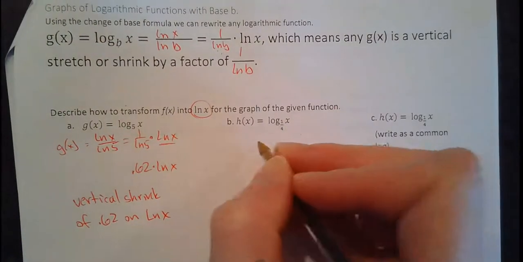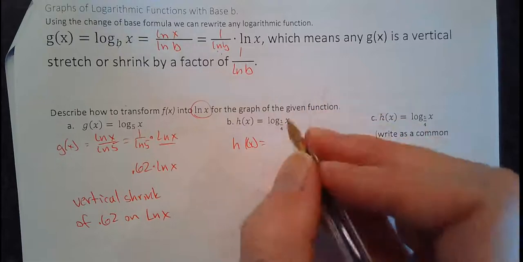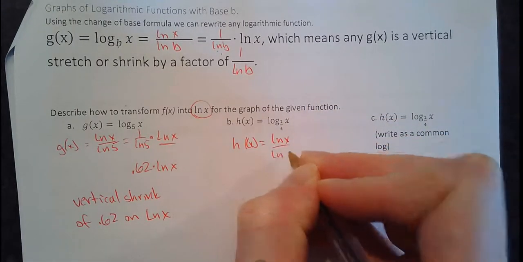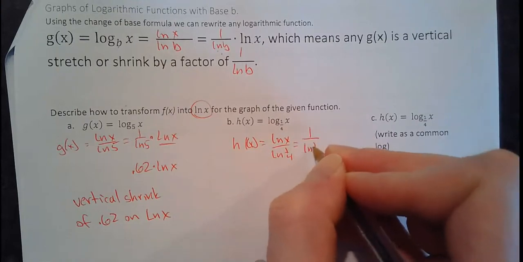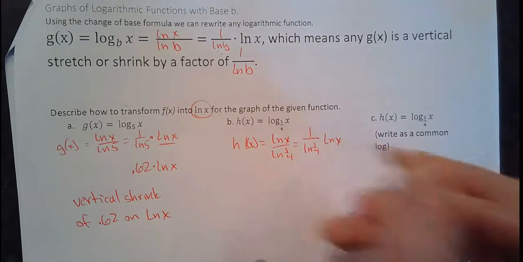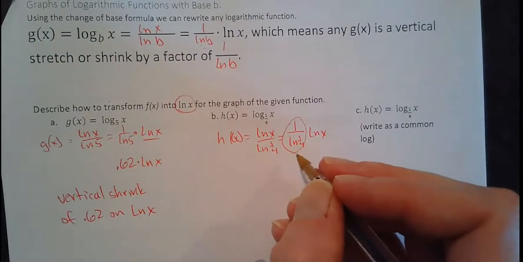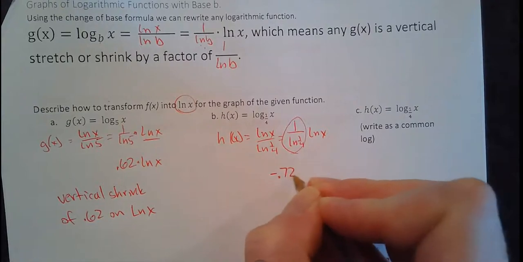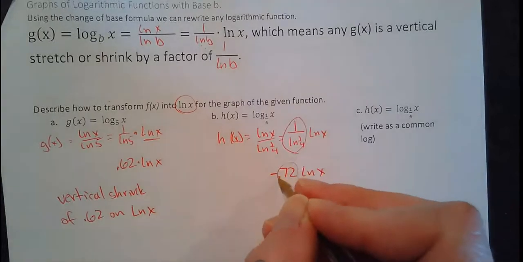This guy here, so h of x equals, I want to write this as the natural log of x over the natural log of 1/4. Be the same thing as 1 over natural log of 1/4 times the natural log of x. So this is my vertical shrink or stretch, we're not sure yet. Now if I put that into the calculator, I get negative 0.72 natural log x. Okay, now this 0.72 means shrink.